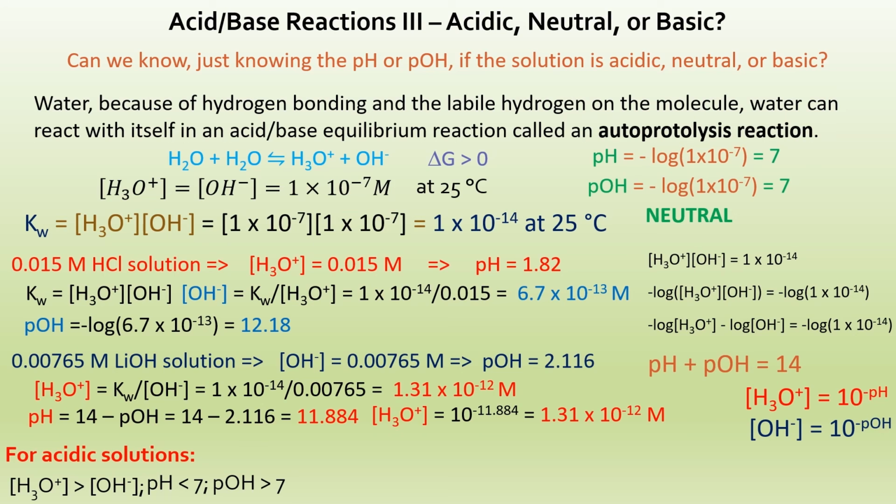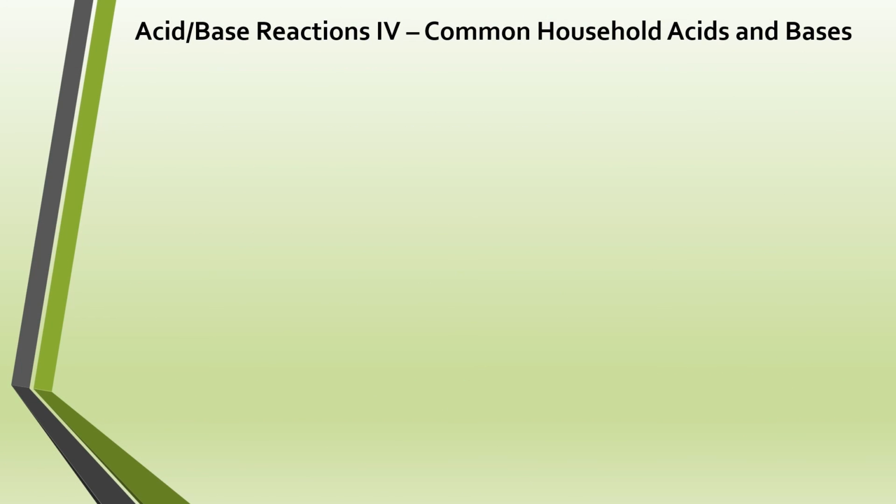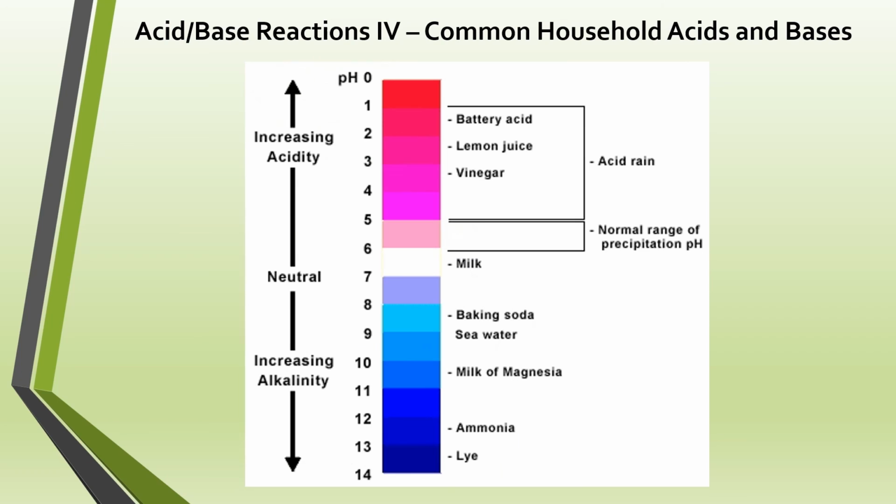Obviously, this is a basic solution because we threw a strong base, lithium hydroxide, into the water. For this solution, the hydroxide concentration is indeed greater than the hydronium concentration. Looking at the pH, we see that for this basic solution, the pH value is above 7, and the pOH is less than 7. You will find on this slide a nice graphic that shows the pH values for a bunch of different household products, giving us a sense of the acidic and basic qualities of these materials.